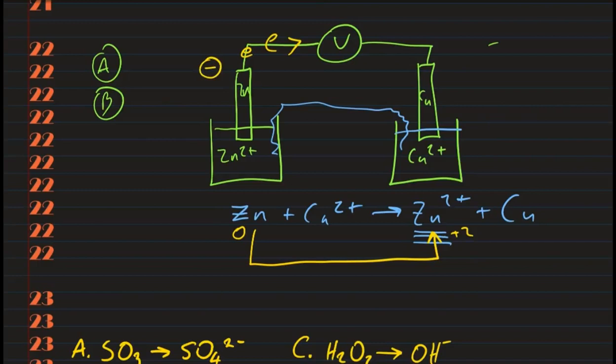So from the cathode, from the negative electrode to the positive electrode. Yeah, so the answer is B. That's quite a tricky one. I'm surprised that wasn't one of the more discriminating ones.